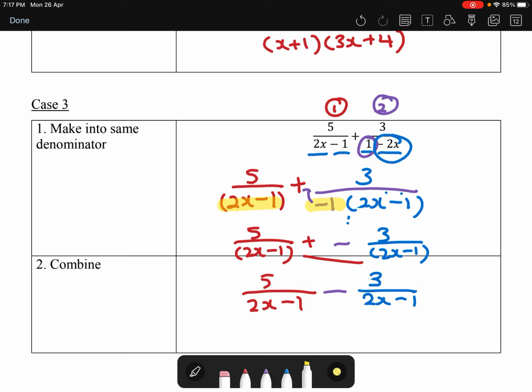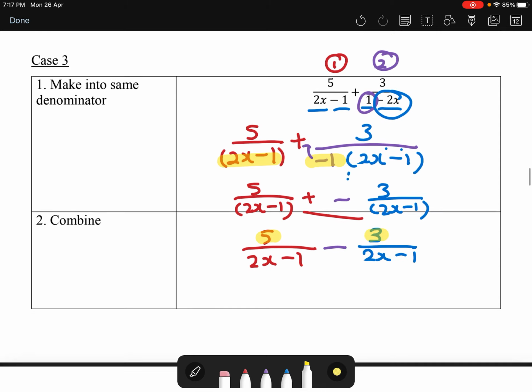Notice that the top is 5 and 3, so there's no need for you to put any bracket. It's okay, because for the first term there's only one term, so you don't need to put any bracket. When you have two terms, you need to put a bracket so that you won't make any mistake. Okay, so now we are good to go.